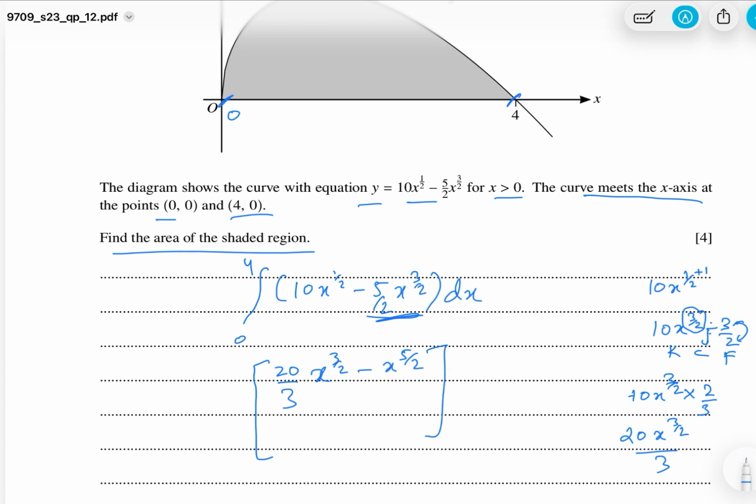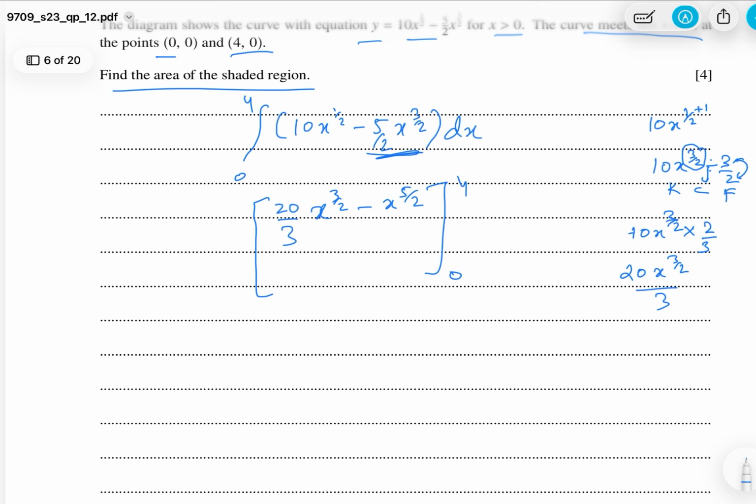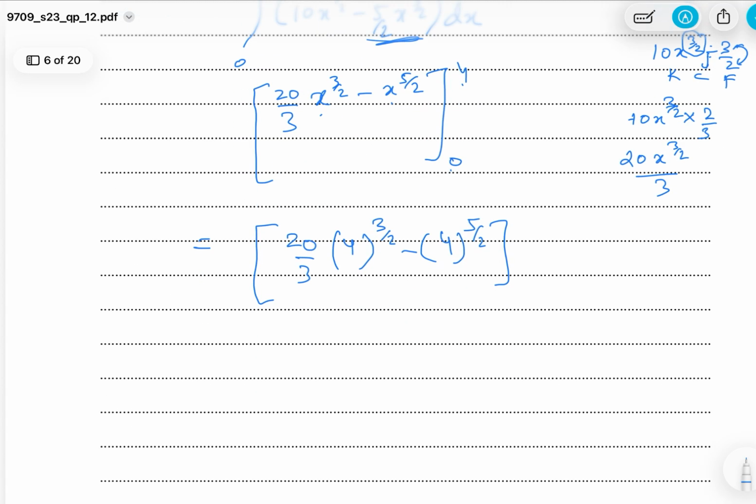Now I have to solve it from 0 to 4. Upper limit minus lower limit, first put 4. Then if we put 0, the complete term will be 0. So I'm directly putting 4. That would be 20 by 3 times 4 to the power 3 by 2 minus 4 to the power 5 by 2. And we will have our answer equal to 64 by 3. Let's move on to the next question.